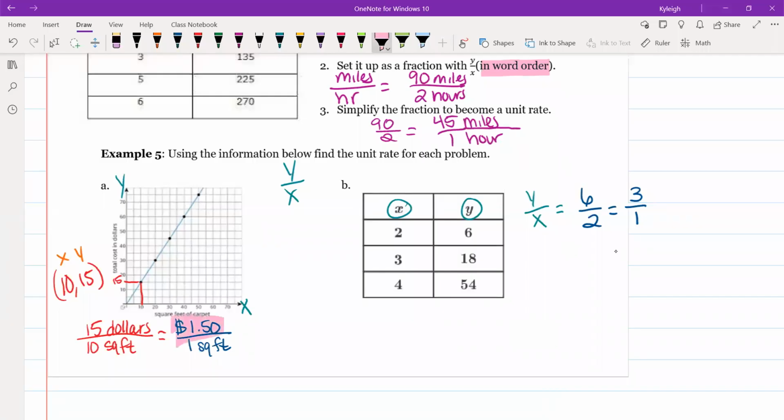For the first one, you had to choose one of the 5 points. I again just chose the first one. And it's y over x, so it'd be $15 over 10 square feet. Okay, so simplify that to $1.50 per 1 square foot. Second one, you would choose any row values. I chose the first one. So it's y over x, so 6 over 2 becomes 3 over 1. All right, so make sure you ask questions.